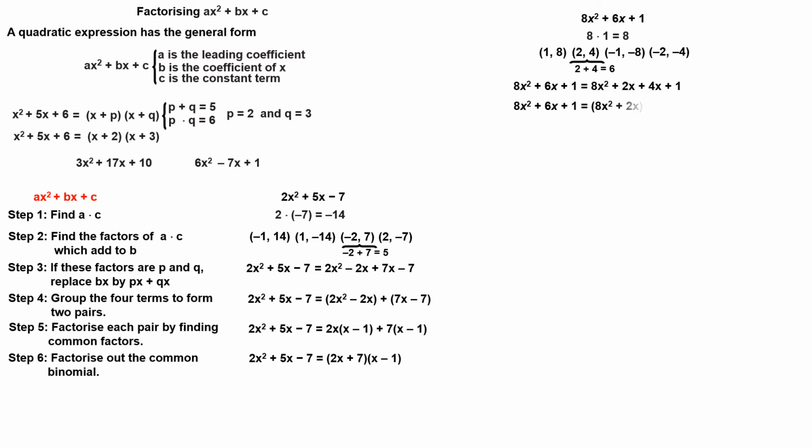Group the four terms to form two pairs. Factorize each pair by finding the common factors. Factorize out the common binomial. It's done. The next example you should try to solve by yourself and then check the full resolution.